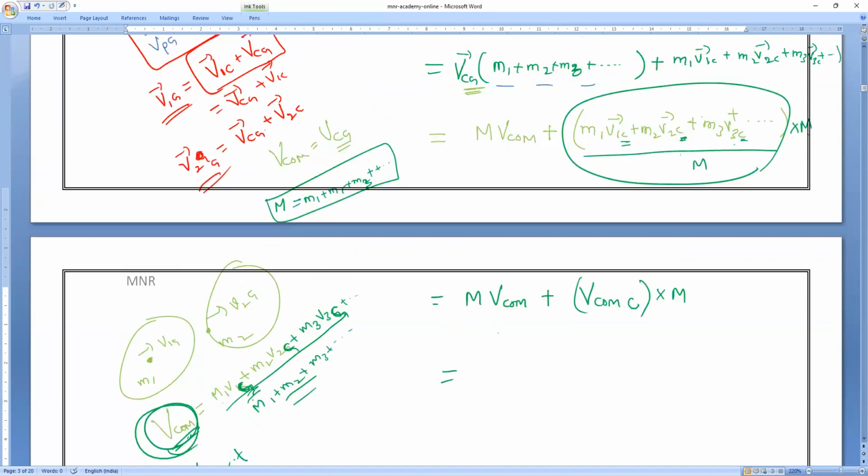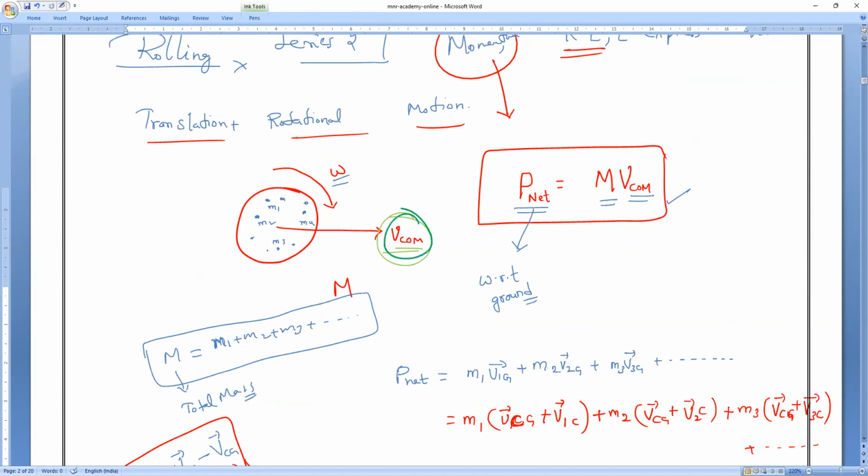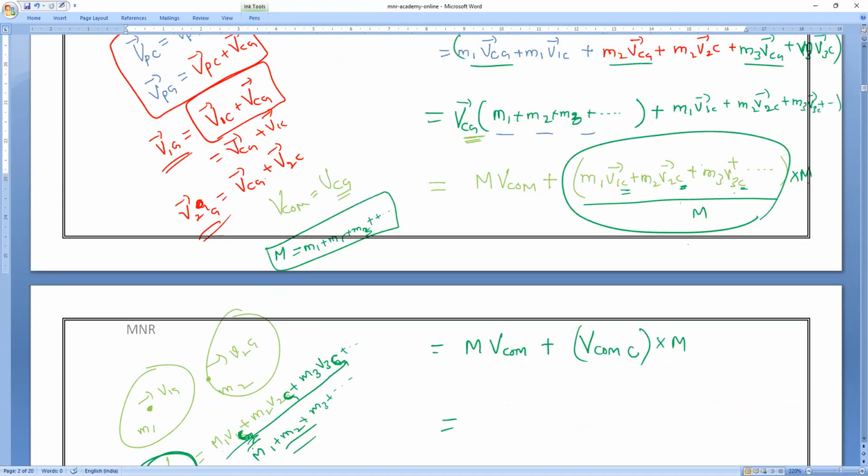Now you tell me, in the given question, what do you mean by V_COM? Velocity of a center of mass with respect to what? With respect to ground. But now we got velocity of a center of mass with respect to center of mass. Velocity of a center of mass with respect to ground exists, but velocity of a center of mass with respect to center of mass does not exist. So this whole term will become 0. Finally, the net momentum is equal to M into V_COM.